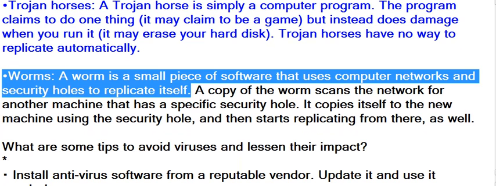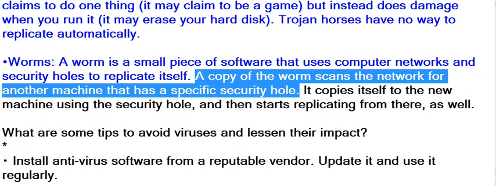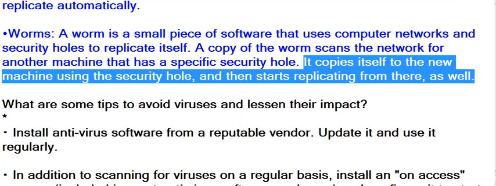Worms. A worm is a small piece of software that uses computer networks and security holes to replicate itself. A copy of the worm scans the network for another machine that has a specific security hole. It copies itself to the new machine using the security hole, and then starts replicating from there, as well.